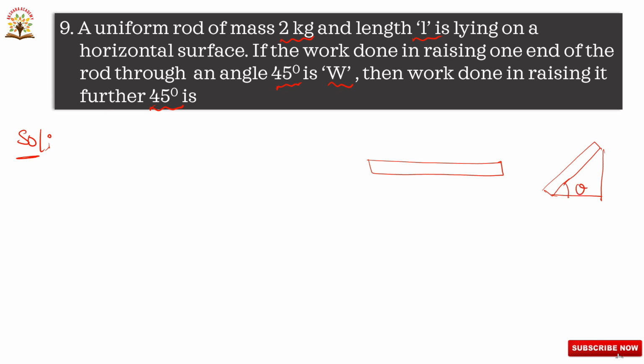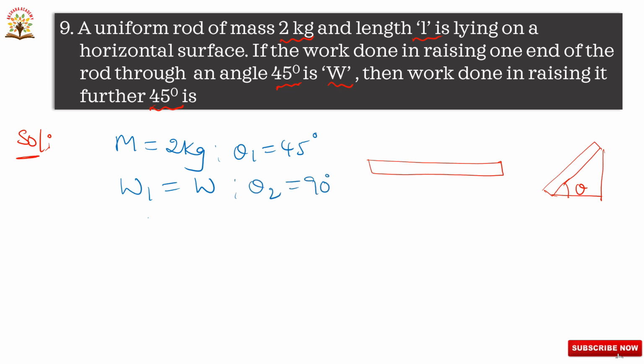So now they have given the mass m is equal to 2 kilogram, and theta 1 is equal to 45 degrees, and the work done W is equal to W1 is equal to W, and theta 2 they have given as 90 degrees. We have to calculate the work done in raising it further 45 degrees. So W2 is what we have to calculate.